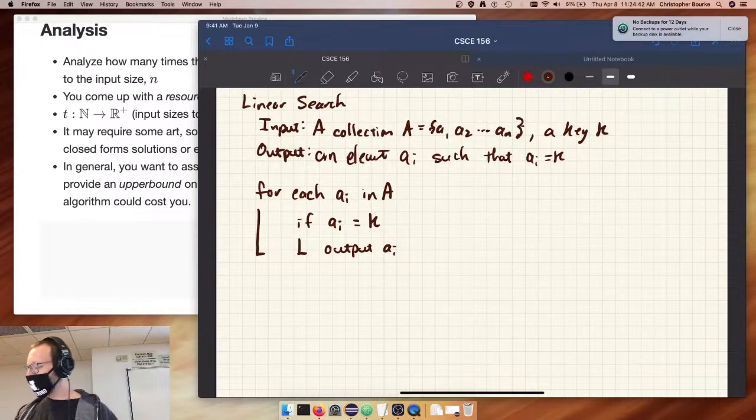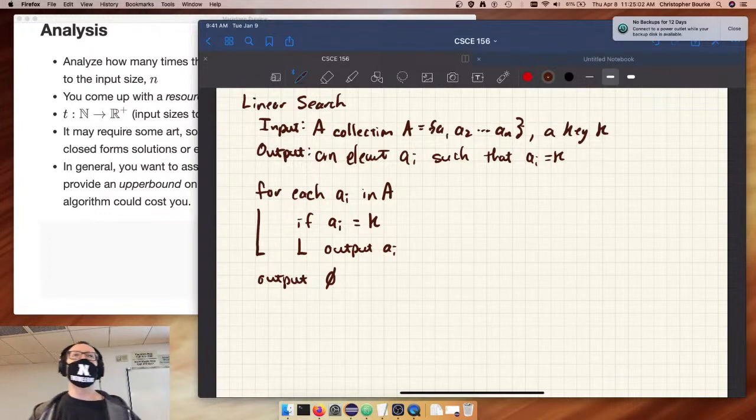Right? What happens if we don't find what we're looking for? Yeah, that's a design question: do we return null? Do we return -1? Do we throw an exception? In this case, I'm going to return something mathematical. Output phi. Phi is often a placeholder for null or for nothing or something like that. Phi is phi. It's nothing. Right? Okay. That is pretty good.